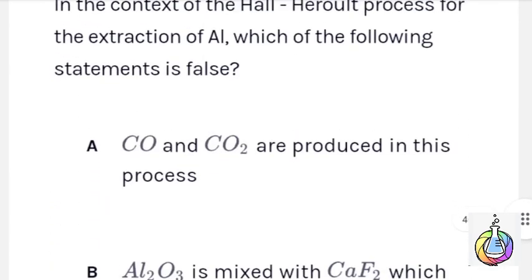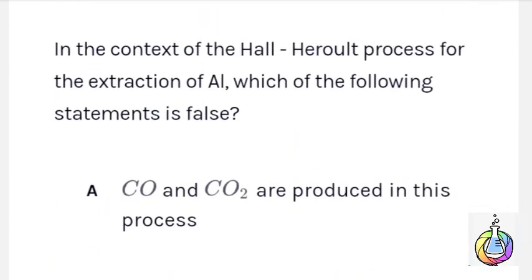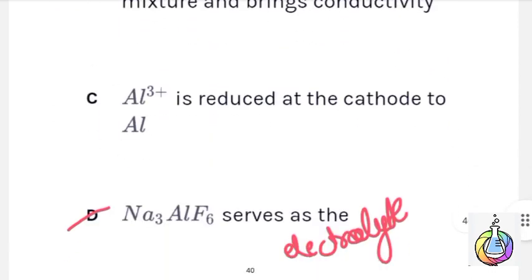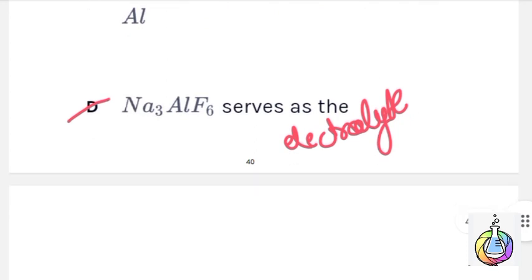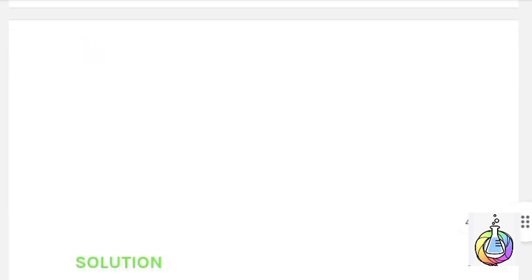Next question. In the context of the Hall-Héroult process for the extraction of aluminium, which of the following statements is false? Here, option D is the correct answer. Na3AlF6 serves as an electrolyte. Therefore, it is an incorrect statement.